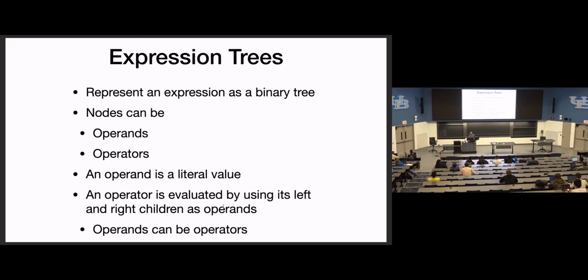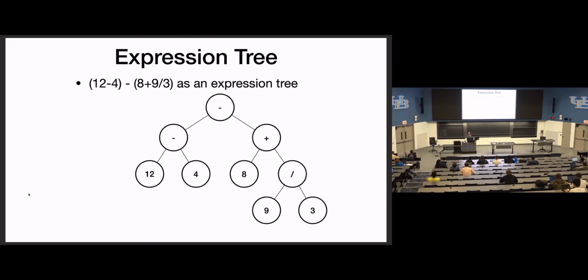And if it's an operand, then it evaluates to itself. So if we have this expression from the previous lecture, from 2 lectures ago, and we want to represent it as an expression tree, each operator is going to be a node that operates on its left and right children. So this right here, this subtree, would be 12 minus 4.